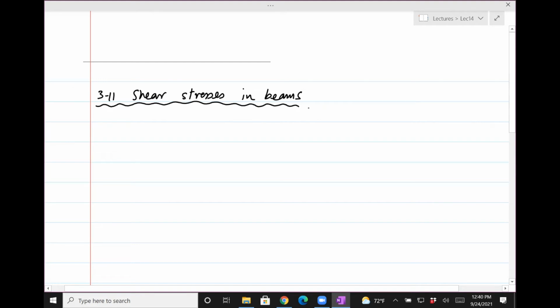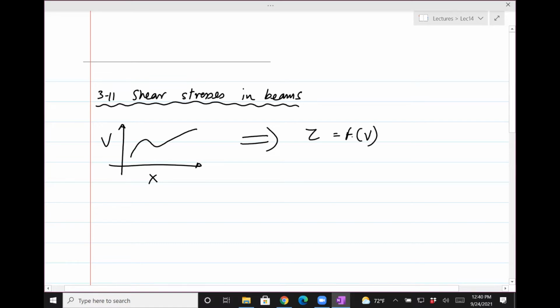So I said, if you have the shear force diagram, whatever that is, this section will give you tau as a function of V. So it'll tell you the shear stress. And once you know the shear stress, then again, that will be fed into your Mohr's circle, because one of the components of the Mohr's circle is the shear stress.